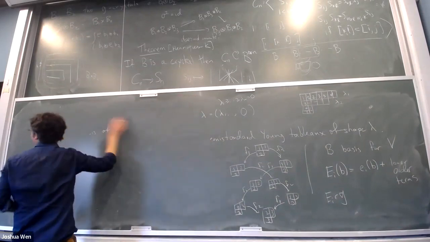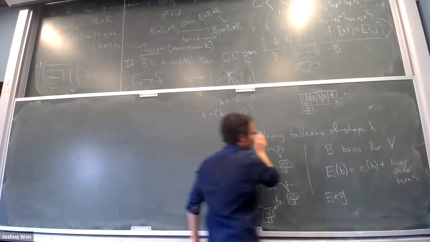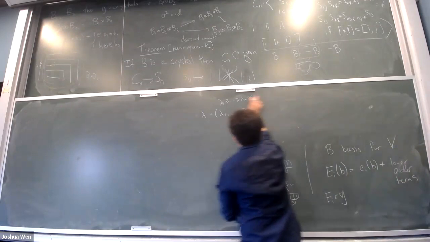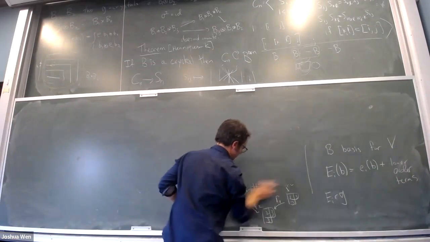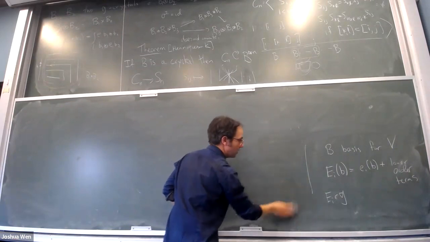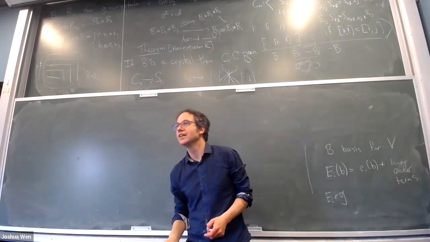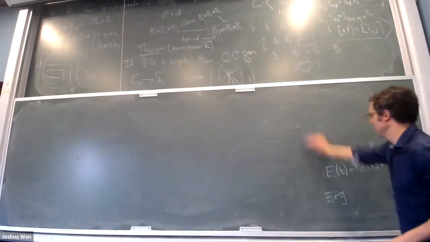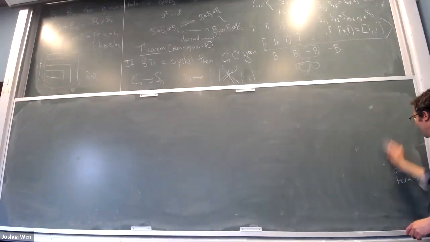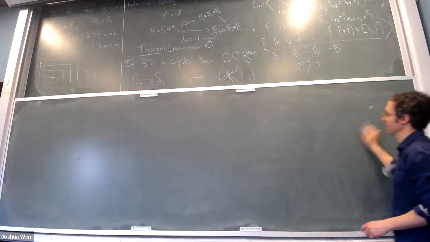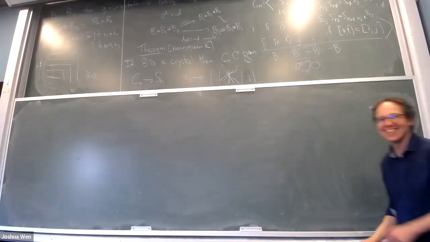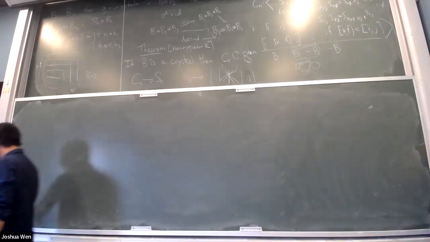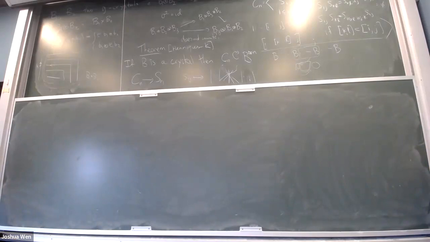Okay, so now we're ready for the main player of the day, the virtual cactus group. You didn't know how to present the pure cactus group? The kernel of that map. No, but it is known how to present the pure virtual cactus group. The kernel of that map is called the pure cactus group, and I don't even know a set of generators. The closest thing I can tell you is a set of elements whose conjugates generate the group.